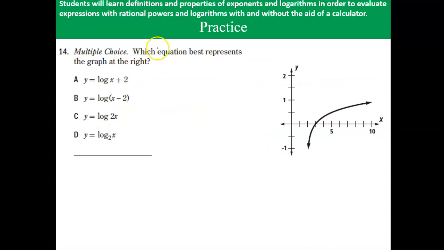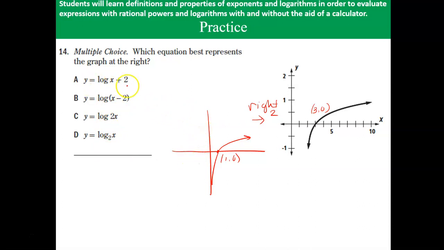Now, this goes back to what the log function looked like. Well, our log function normally would intersect at 1, 0. Right? This one does not intersect at 1, 0. This intersects at 3, 0. So we moved our graph 2. So we went right 2. Which of these equations shows the graph moving right 2?